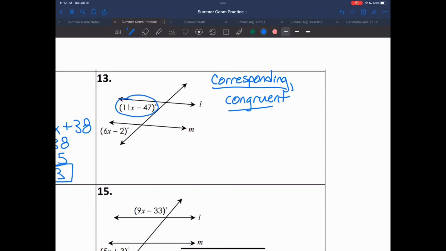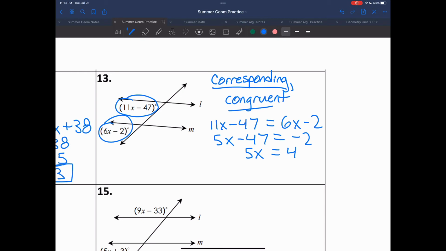So I'm going to set 11x minus 47 equal to 6x minus 2. Okay, from here I would probably subtract the 6x from both sides. So subtracting 6 from 11, that's going to give me 5x minus 47 equals negative 2. And then I'd probably add the 47 to both sides. So we'd get 5x equals 45, adding 47 to negative 2, and then divide both sides by 5, so we get x equals 9.